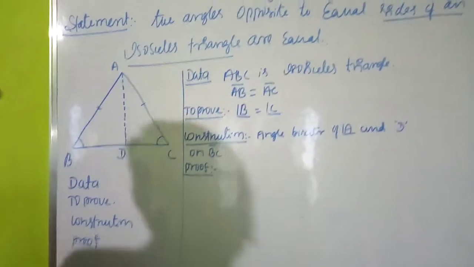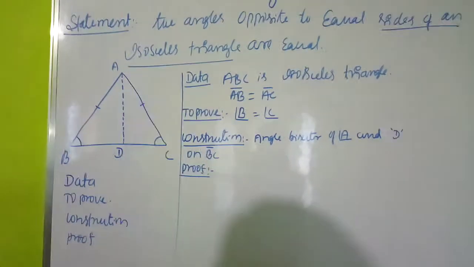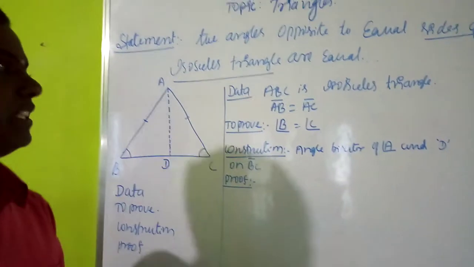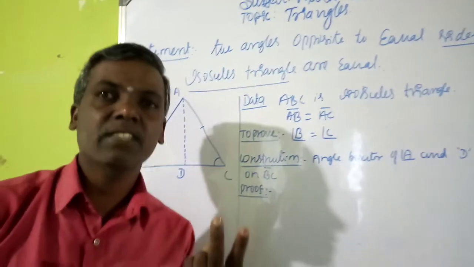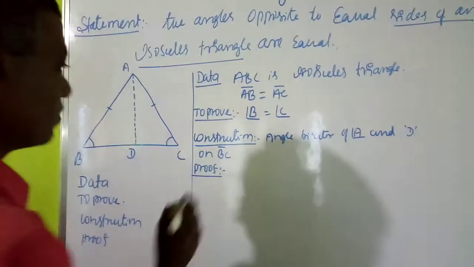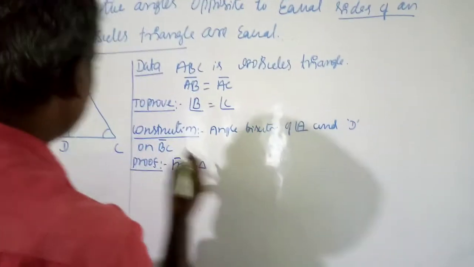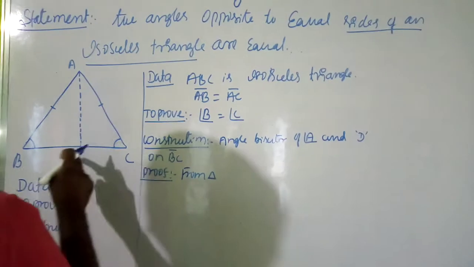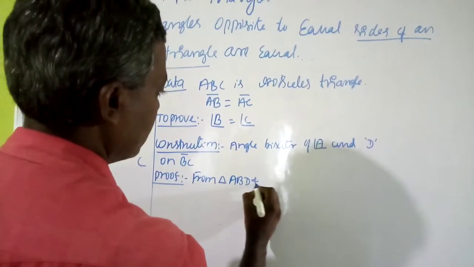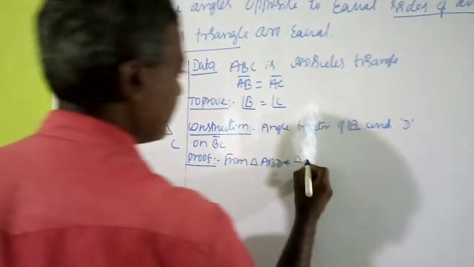From the diagram, let us observe here. We want to take these two triangles. If you want to prove congruence or similarity, we need a pair of triangles, which I already explained in the last class. So here we have two triangles. Take the two triangles: triangle ABD and triangle ADC.